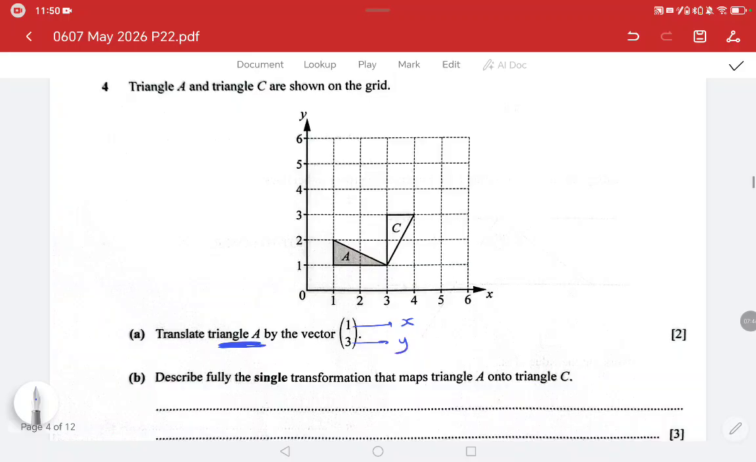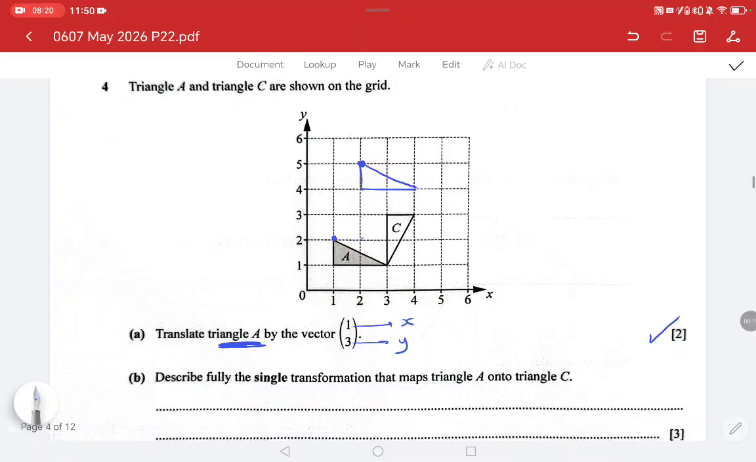So take any point in A. Let's take this point. We need to move 1 to the right, to here, and then we need to move 3 up. 1, 2, 3. So this point should be there. Then you can continue drawing the whole triangle, because it's exactly the same triangle, it's just translation. 1 to the right and 3 up. So this is the triangle A after translation. So this is the first part.